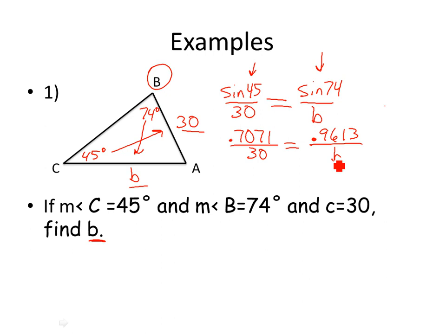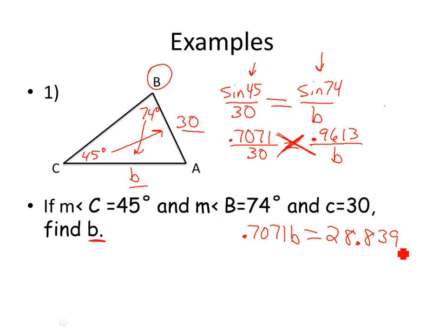Now you have a proportion, and all you're going to do is cross multiply. So here we get, I'm going to write it down below here, 0.7071 times b equals, you multiply the means. Remember, these two are called the extremes, the second two are called the means. Grab your calculator and you just hit 30 times 0.9613, hit enter, and you come up with 28.839, and you could round that off, but we might as well leave it there.